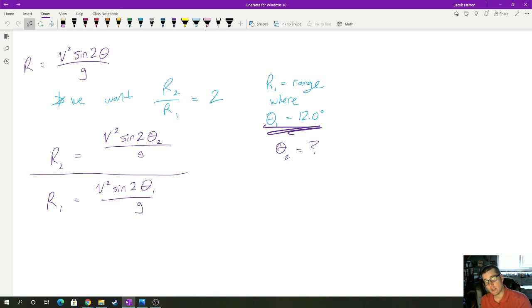Now, the fact that we're dividing means that now we can do a whole lot of canceling. So see, if I've got v squared on top, I can get rid of v squared on bottom. If I've got g on top, I can get rid of g on the bottom. And so now we can rewrite this. So basically what we're saying is this, okay? R2 divided by R1 is equal to 2, which is equal to, I'm just going to rewrite what I didn't cancel, sine of 2 theta 2 over sine of 2 theta 1.